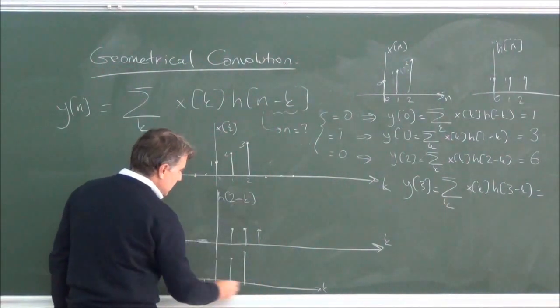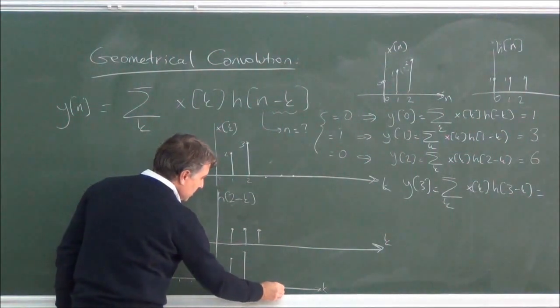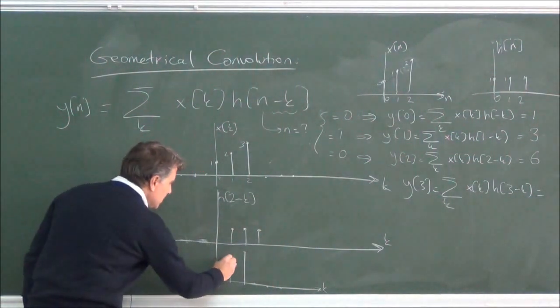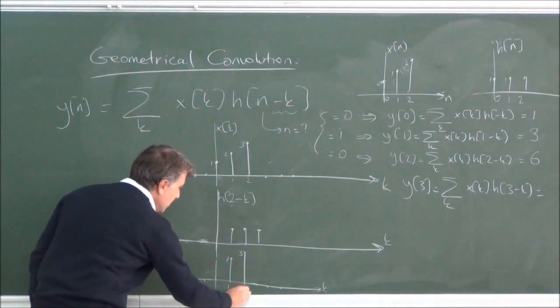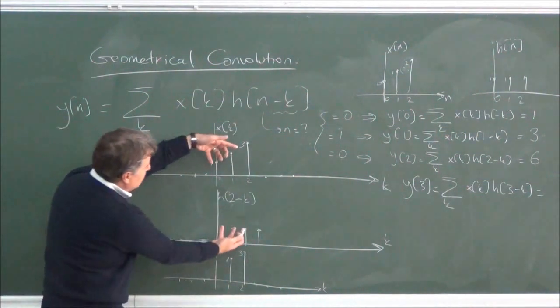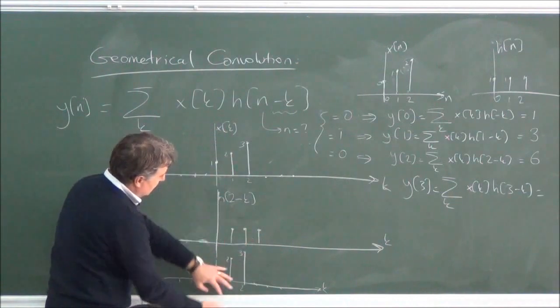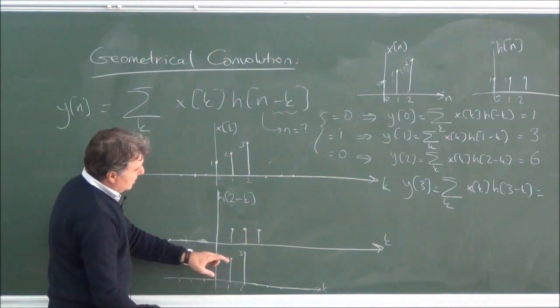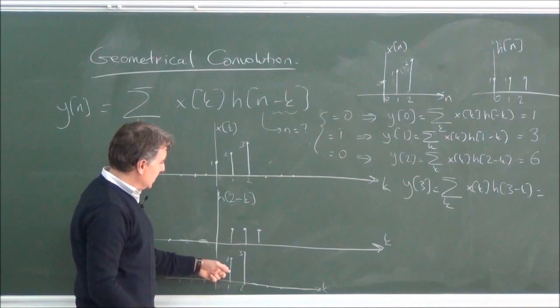So all the others are zeros. Like this. This is 2. This is 3. Add 1 and 2. Sum them up. The multiplication of these two signals is this. And then we sum up. What's that? 2 plus 3 is 5.